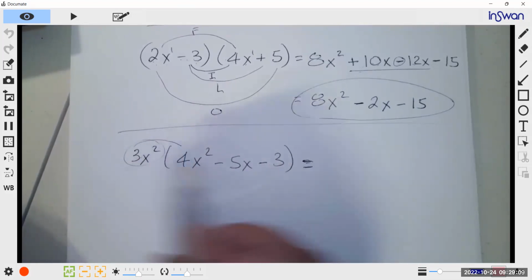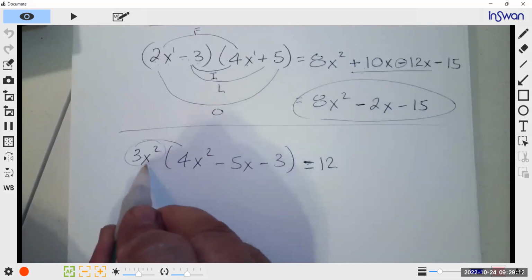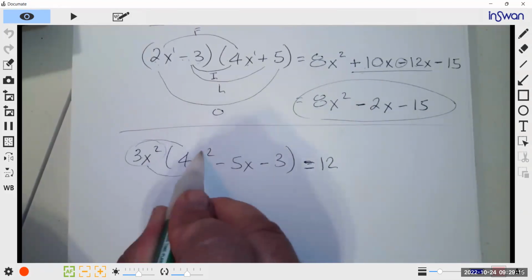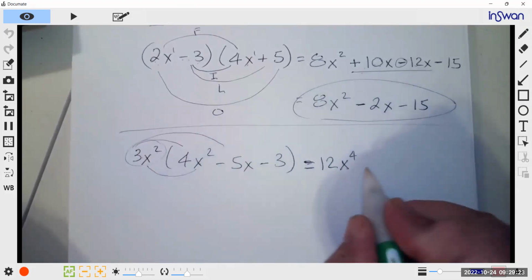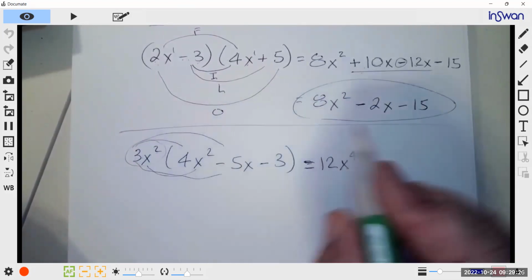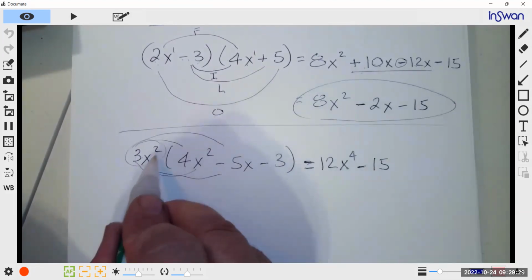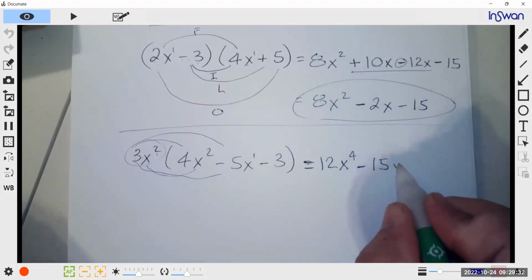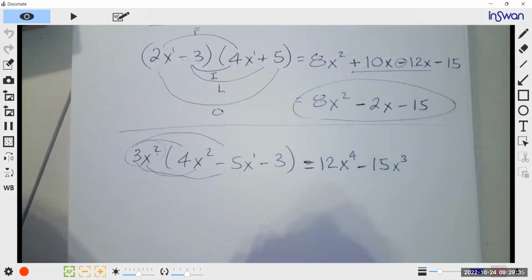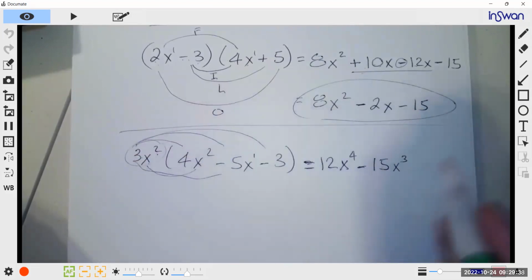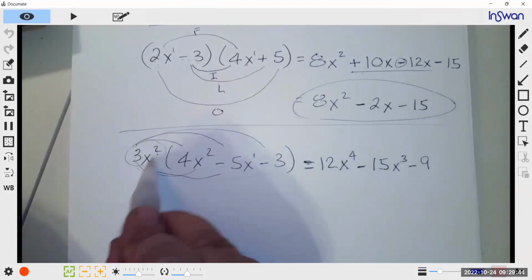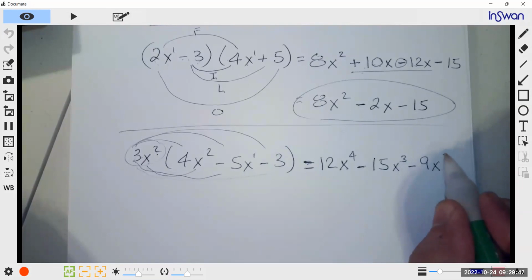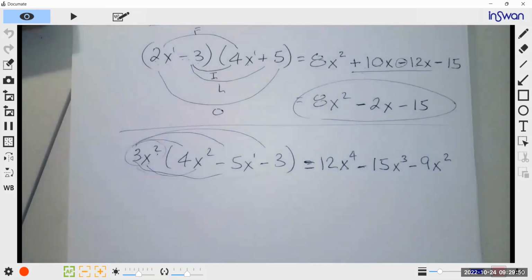Positive and positive is positive. 3 times 4 is 12. X squared, x squared, so it's 2 plus 2, x to the 4th. Remember, same base, add the exponents. Positive times negative is negative. 3 times 5 is 15. I have two x's here and one x there, so that means I have 3 x's total. Positive times negative is negative. 3 times 3 is 9. And I just have two x's. I can't combine any further, so I'm done.